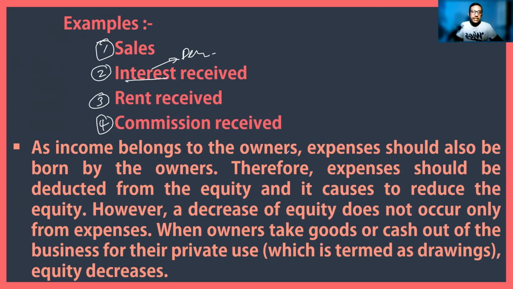So as income belongs to the owners, expenses should be borne by owners. Therefore expenses should be deducted from the equity and it causes the equity to reduce. However, a decrease of equity does not occur only from expenses. Expenses විතරක් නෙවෙයි equity decrease වෙන්නේ. මේක හරිද? So when owners take goods or cash out of the business for their private use, which is termed as drawings, equity decreases. So there are two ways to decrease equity. Number one is because of an expense. Two is because of drawings.